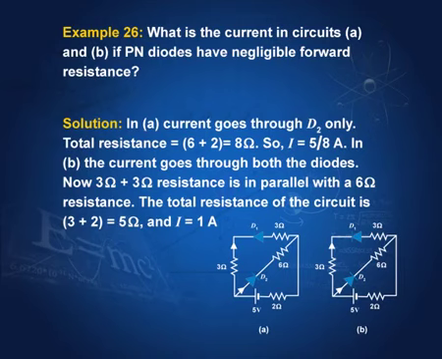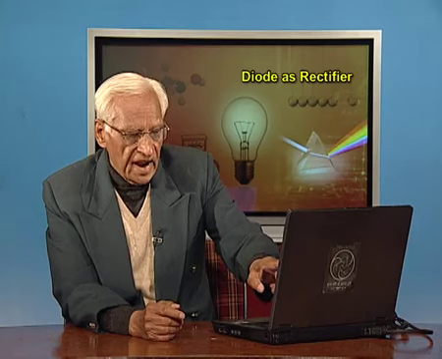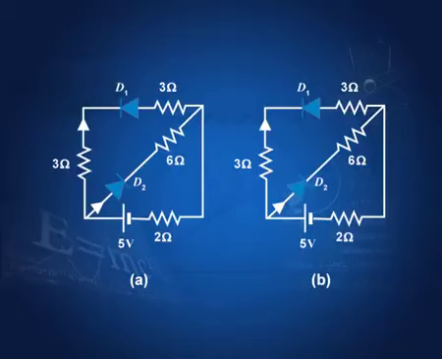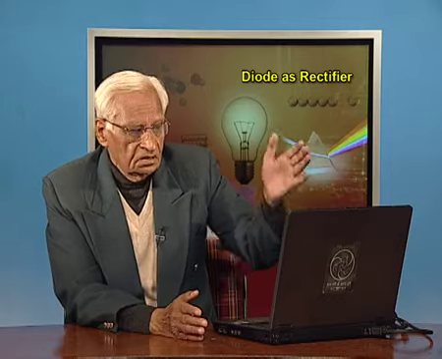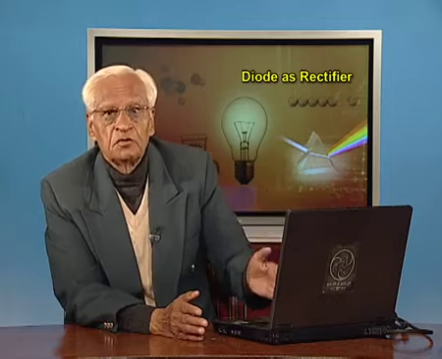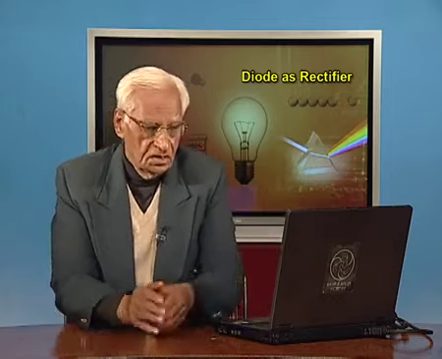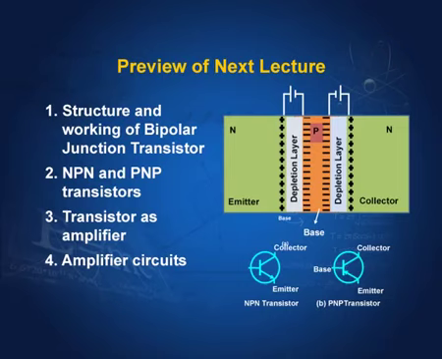3 ohm and 3 ohm resistance is in parallel with a 6 ohm, 6 and 6 in parallel would give 3 ohms, and add that to 2 ohms. So, we have only 5 ohm resistance and 5 volt battery, therefore, the current in this circuit would be 1 ampere. So, given a circuit, you have to determine which diode would work and which diode would not work. And so far we have learnt only about the p-n junction.